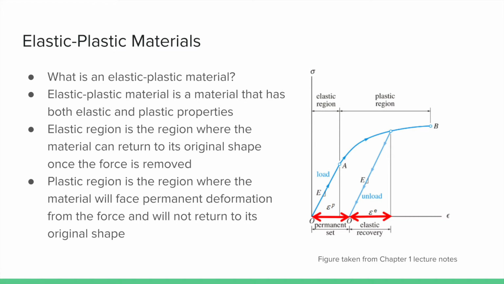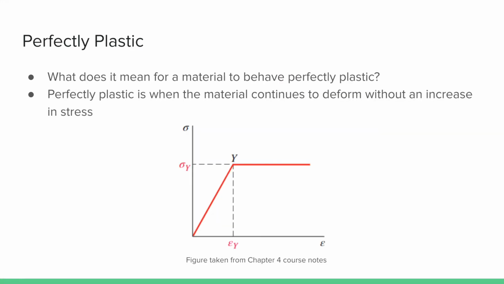The elastic region of the diagram is where the material behaves elastically and is the region where the material can return to its original shape once the force is removed. The plastic region of the diagram is where the material behaves plastically and is the region where the material will face permanent deformation from the force and will not return to its original shape. The topic of this project is to study the bending stress in elastic plastic materials with perfectly plastic behavior.